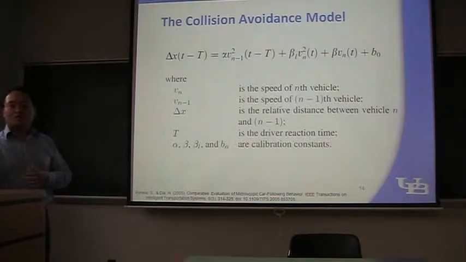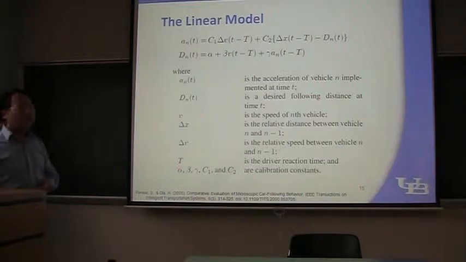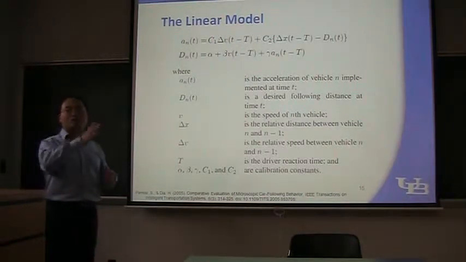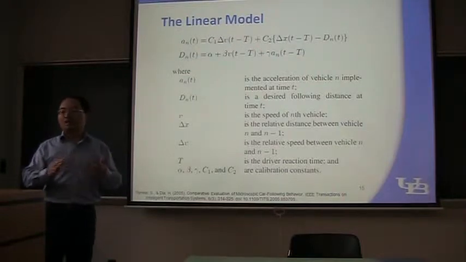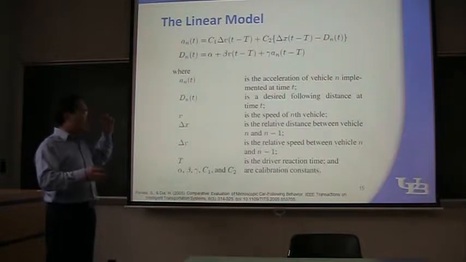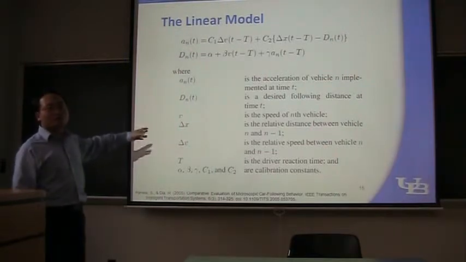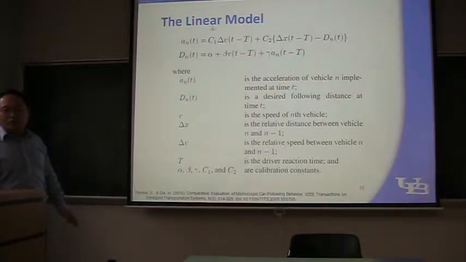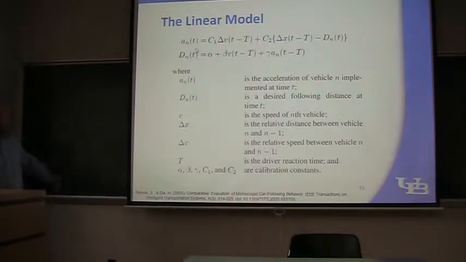To avoid collision. The third model is called the linear model. We have mentioned that the previous models are sometimes linear, also linear. But we have no good name to describe this kind of model, so we call it linear model. In this linear model, we are going to see one difference.